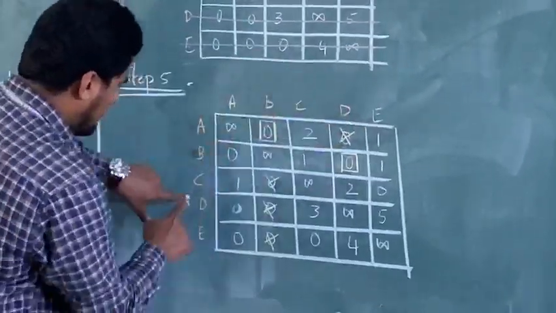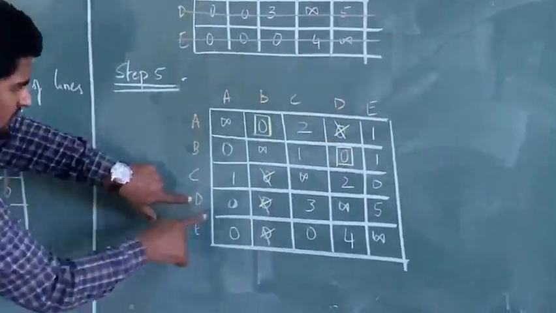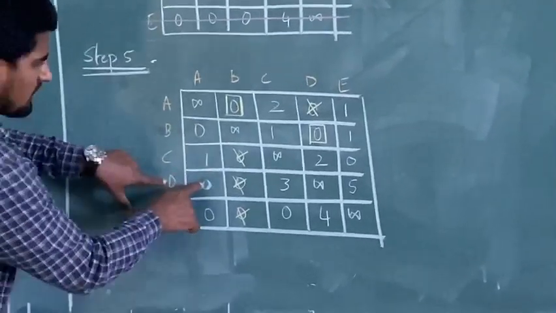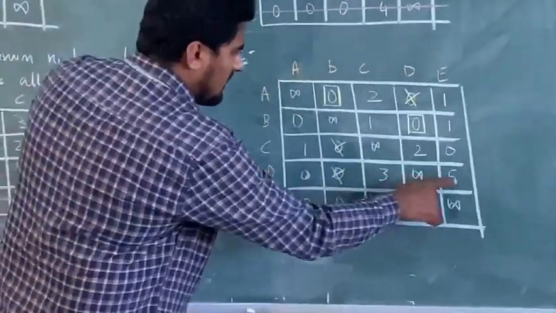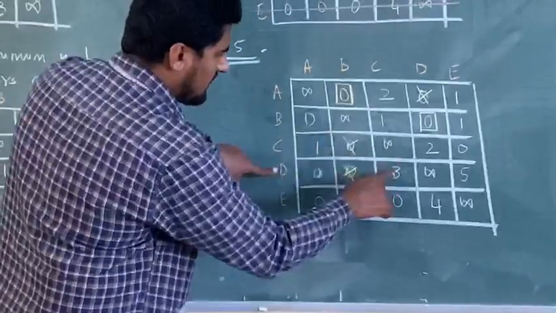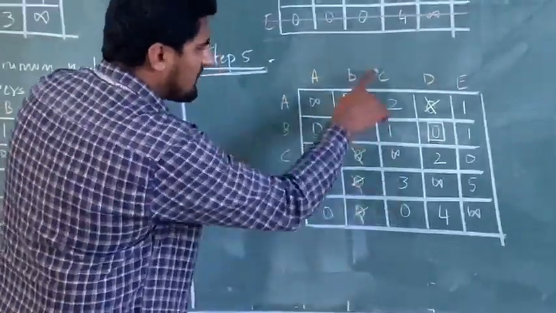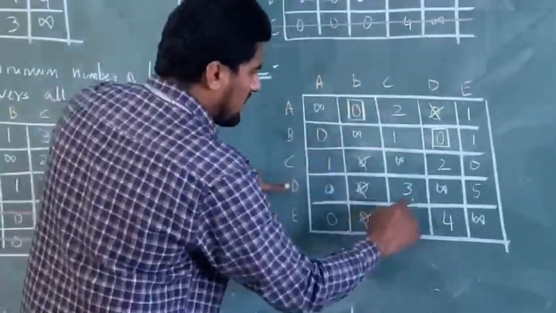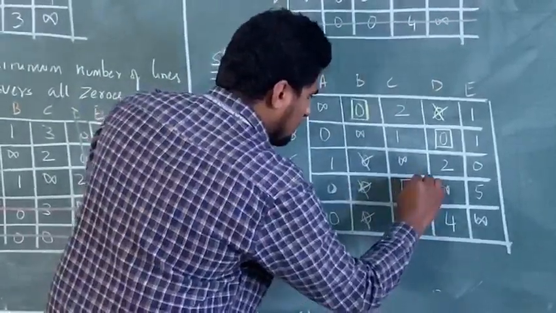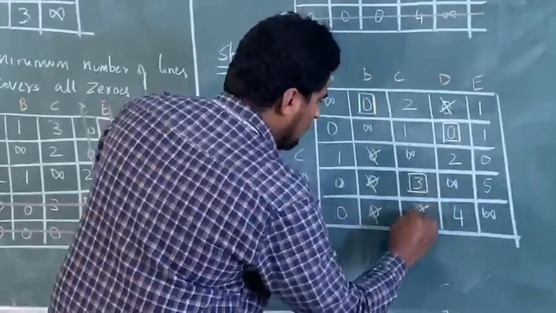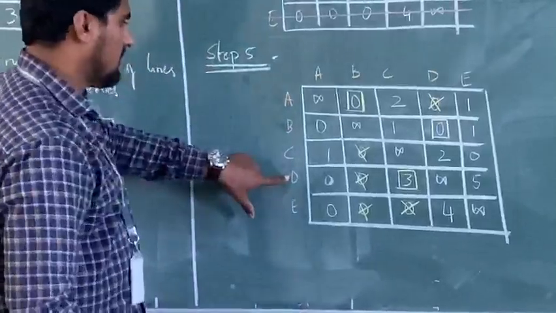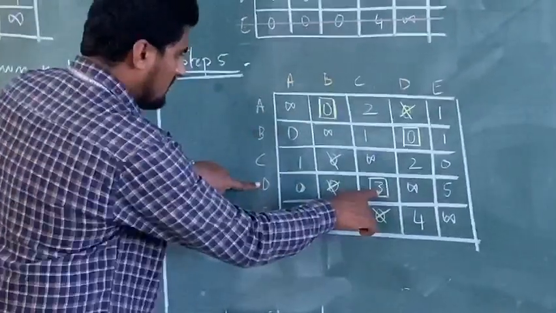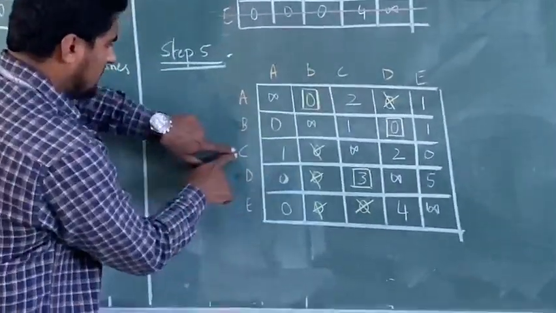So from this city D, you can't go to city A. Next least is 3. You have not visited city C, so you can assign this 3 and strike off this 0. Now you are in city C. Go back to city C.